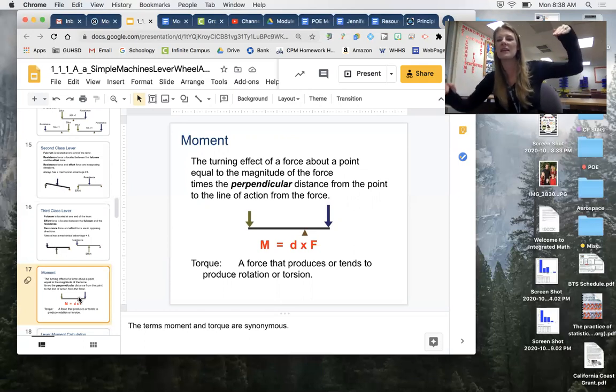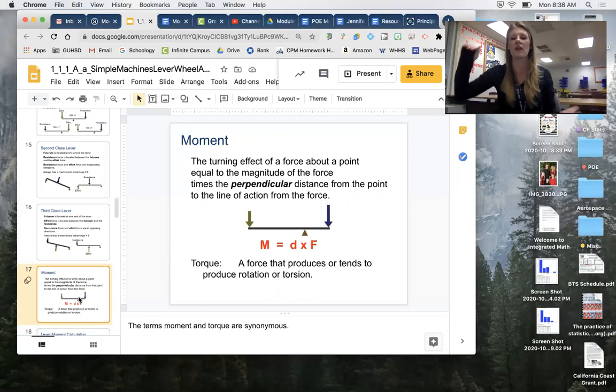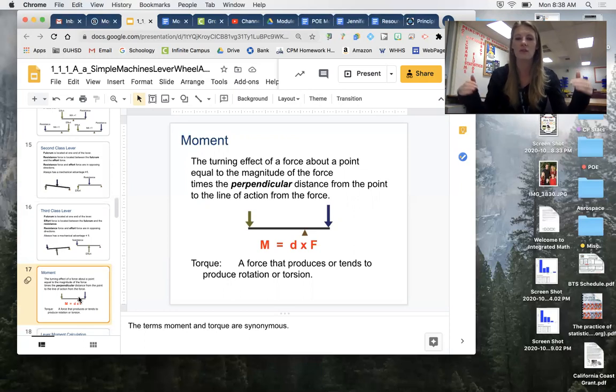It's going to send it into motion. We're going to be trying to, this entire unit, stop that motion and figure out how we balance these forces. So this is the idea of torque or a moment.